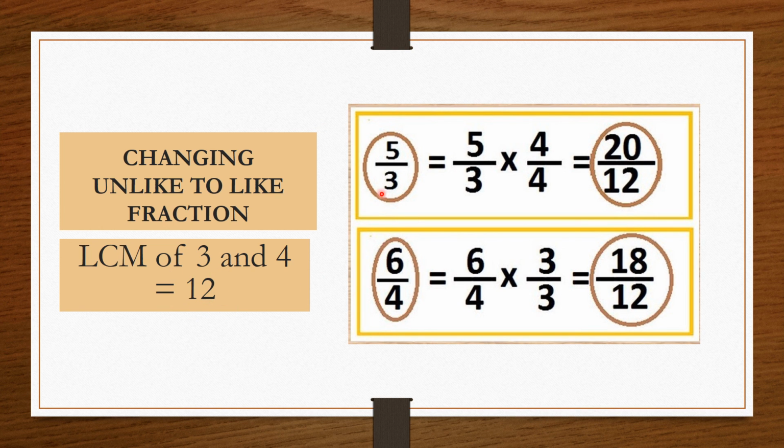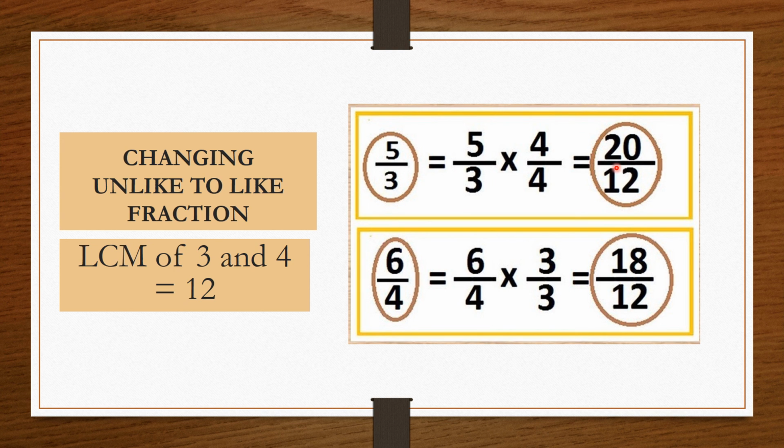Now you have to make the denominator 12. 3 you will multiply with what? 4. So 5 also you will multiply with 4. 5 fours are 20, 3 fours are 12. So 20 by 12 is the equivalent fraction of 5 by 3. Now 6 by 4. 4 you have to make 12. 4 you will multiply with what? 3. So 6 also you will multiply with 3. 6 threes are 18, 4 threes are 12. So 18 by 12.